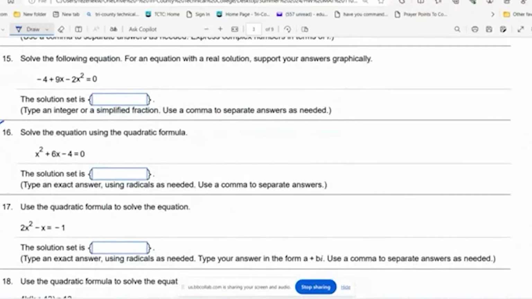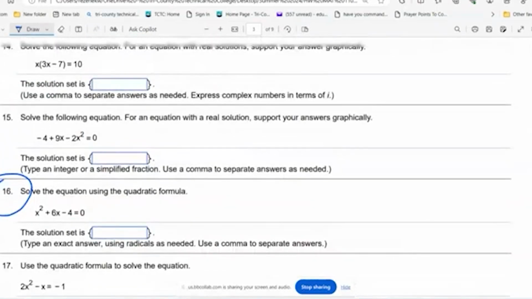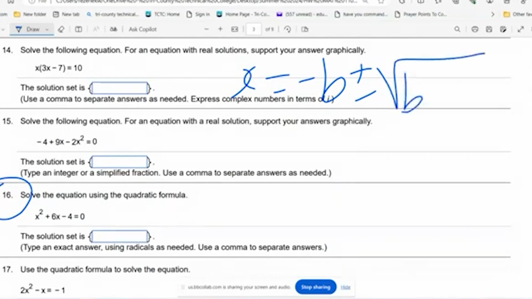Okay, but this one says solve by quadratic formula. I know that you must have heard about the quadratic formula before. So let's solve by quadratic formula. Solving by quadratic formula, x is equal to minus b plus or minus square root of b squared minus 4ac, over 2a.